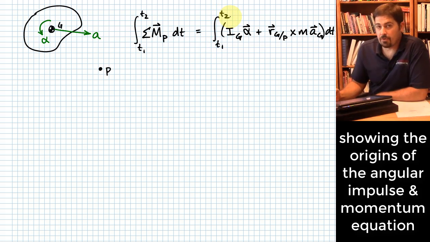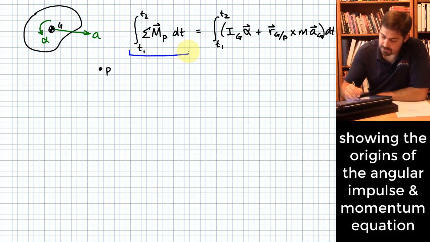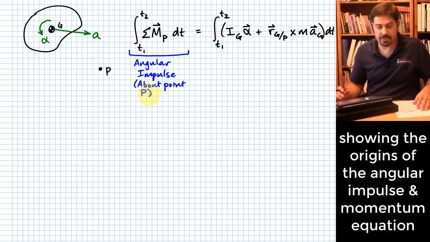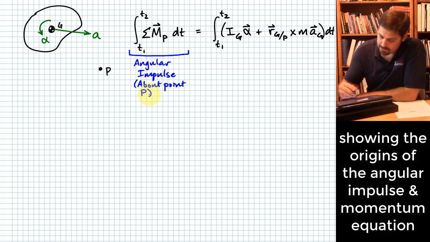Just like we saw with linear impulse and momentum, we have a term over here. This is an angular impulse. And notice, I'm going to put another note here: this is about point P. So it is dependent on what point we take it around. What happens with the other stuff over here? Let me start that down here. What happens when you take the integral of all of that?